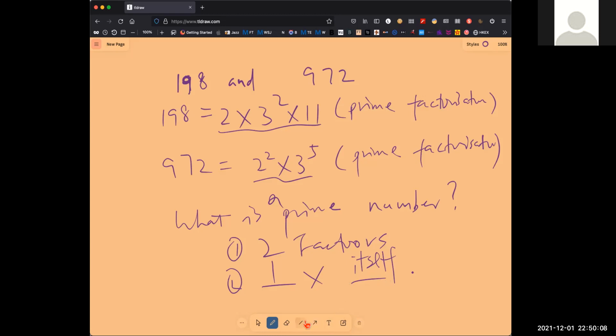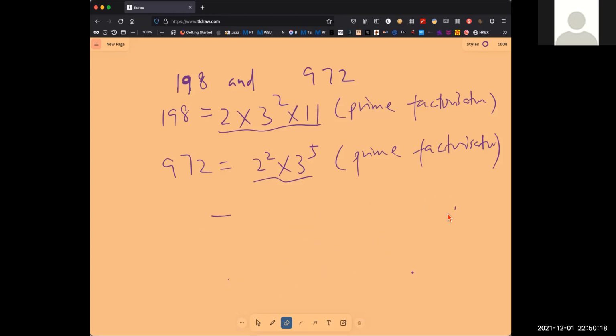Okay, so let's move on. I don't know how you get the HCF, I don't know how you get the LCM, but let me teach you my way of getting HCF and LCM. How do you get the HCF of these two? Can you tell me how you get the HCF for these two numbers?